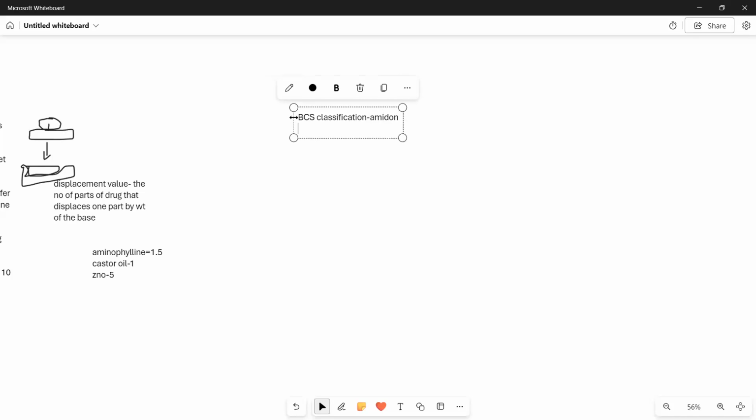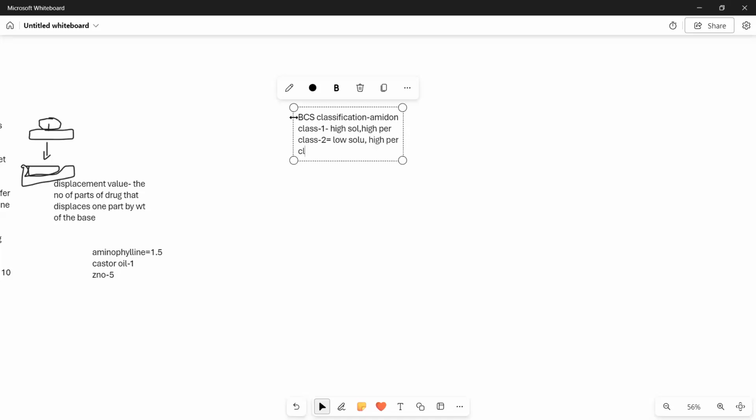So basically, it is class one. Guys, what are the characteristics of class one? High soluble and high permeable. Great. Class two: low soluble, high permeable. Great, Vivek.